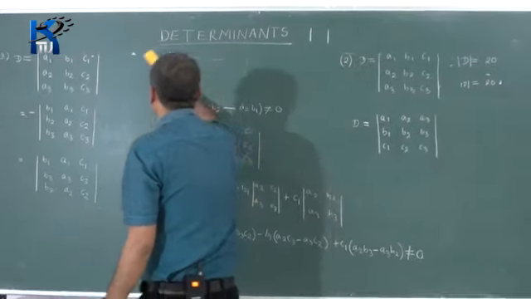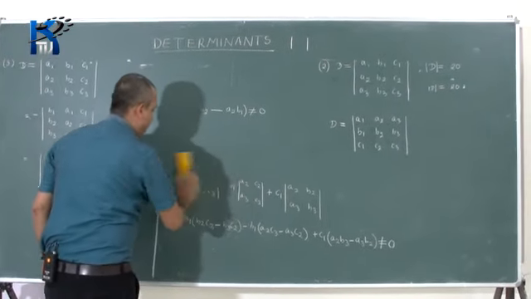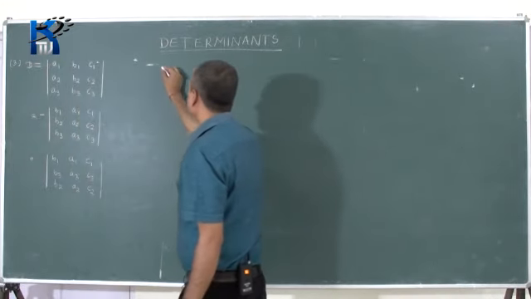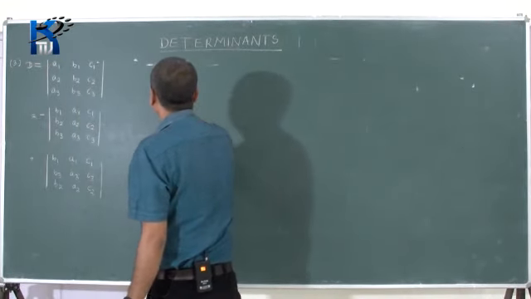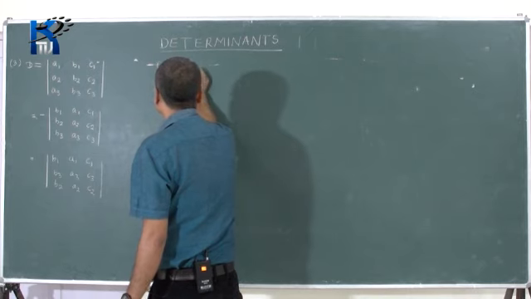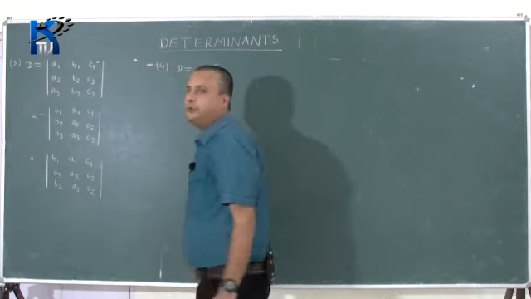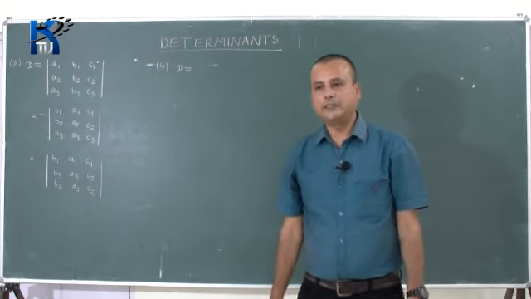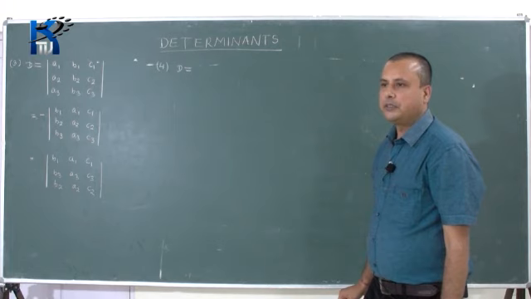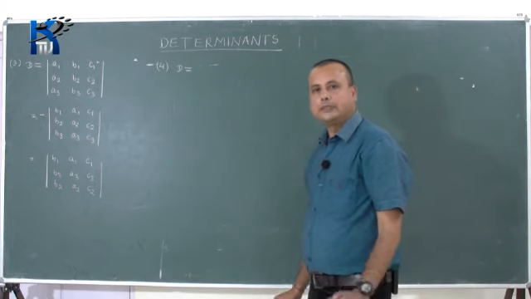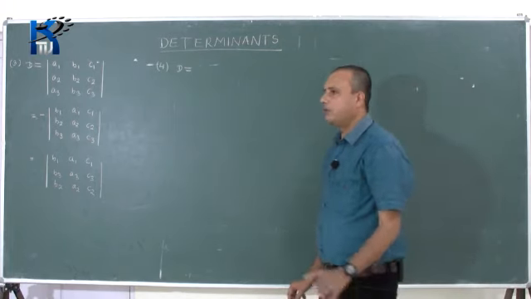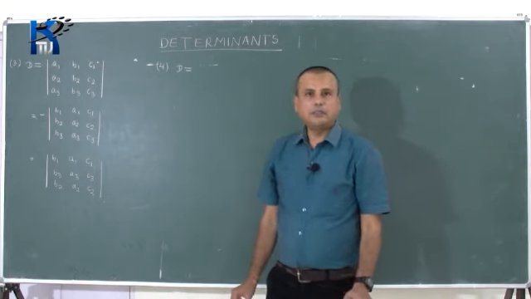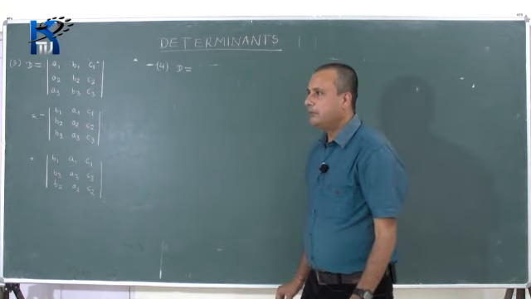Now, next is the fourth property, another very important property. Next is the fourth property of determinants. According to the fourth property of a determinant, if any two rows or any two columns of a given determinant are identical, the value of the determinant is equal to 0. Identical means same.